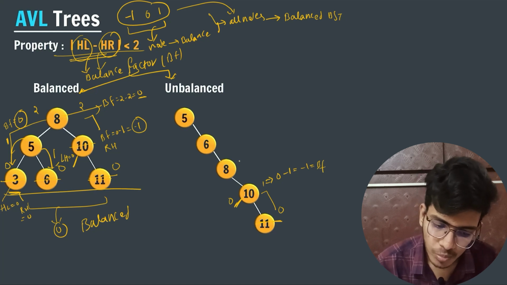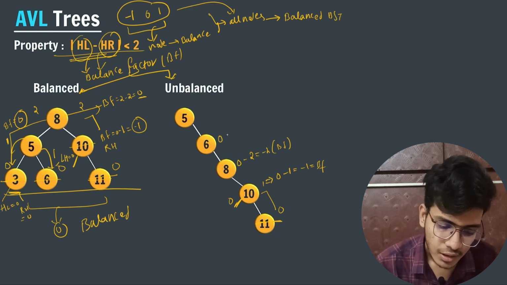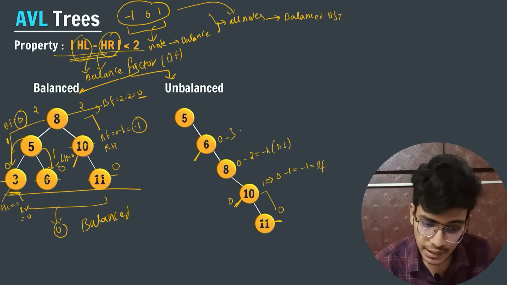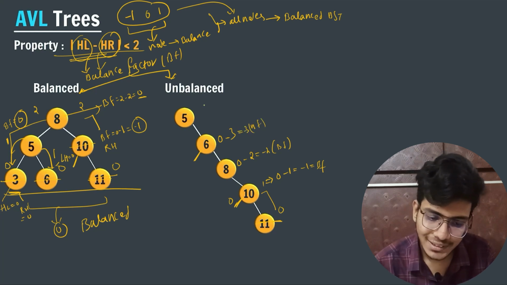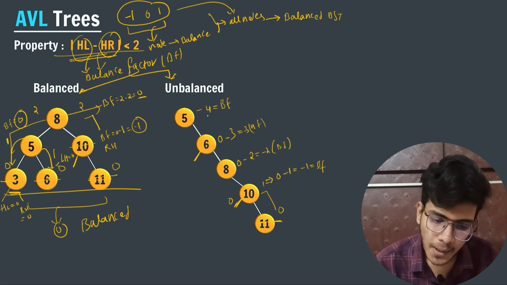Now similarly, if you observe this, the left height is 0 and the right height is 2, so this will give me -2 as the balancing factor. Similarly, for this the left height is 0 and the right height is 3, so 0 minus 3, this will become my balancing factor of -3, and for this also my balancing factor will become -4.